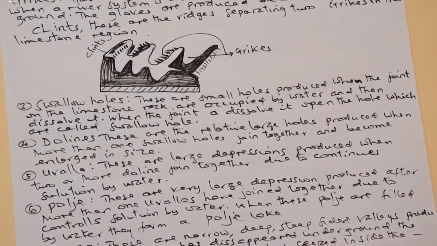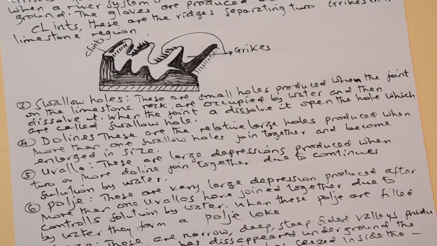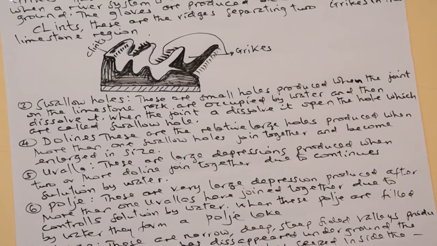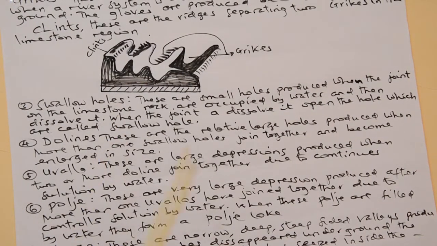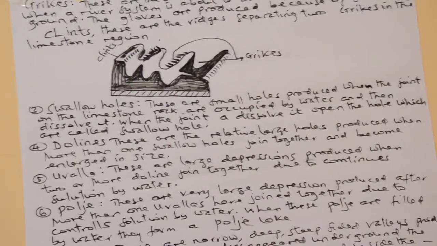Not only that, but there are other features which can take place on the surface due to the Karst region, or chalk region. This feature is the sinkholes. These are the sinkholes produced when the joints in the limestone rock are occupied by water and dissolved. When these joints dissolve, they open holes which are called sinkholes. Wherever this water acts against these joints, it dissolves them and causes expansion and a hollow-like structure.